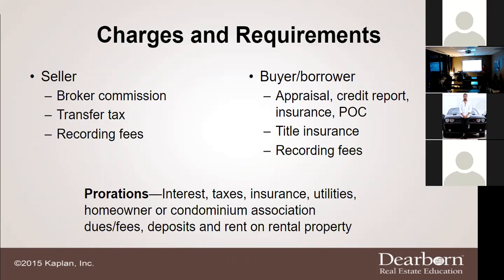Well, if you look at the left-hand side, the seller is going to be responsible for the broker's commission. Now, this is very key here. Okay, the seller is responsible for the broker's commission. What's the problem with that? What's the problem with the seller paying the broker's commission?